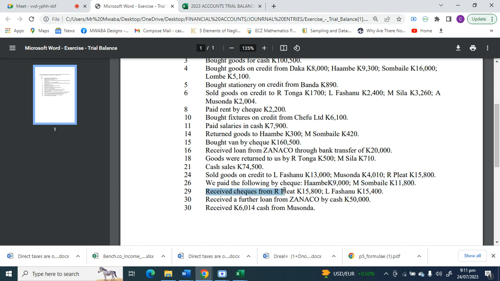Received checks from R. Plate and L. Fashion. So these guys are our receivables. They are paying us. So the two accounts to be involved will be the bank account, they're paying by bank, and the receivables account. Since we are receiving money, the bank is an asset, so you debit bank. Then these receivables you're going to credit. Reduction in an asset, you credit.